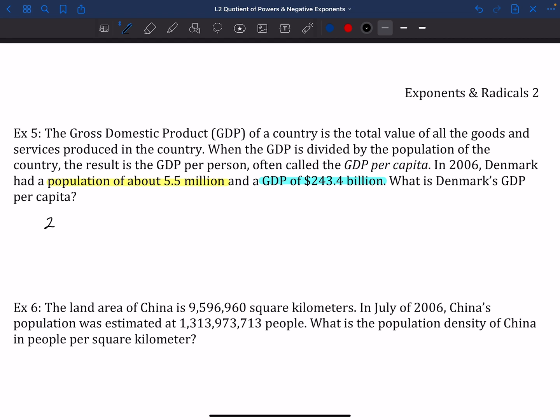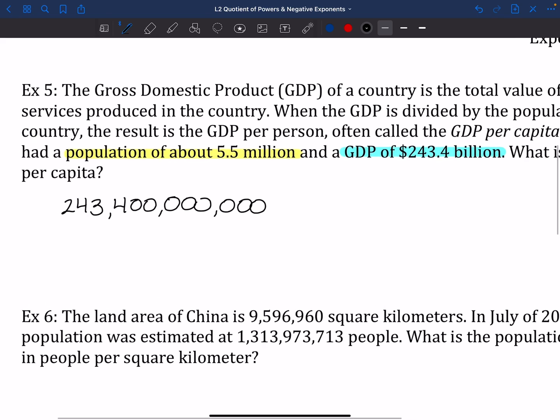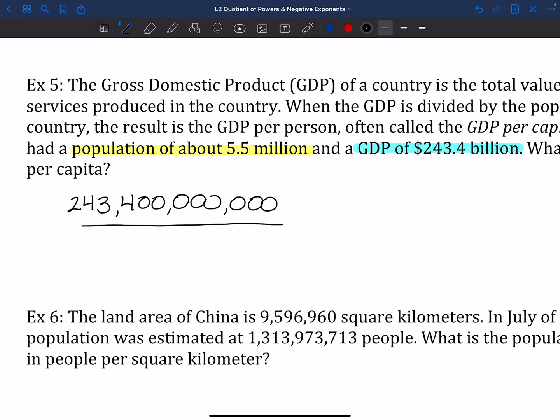So up top, we've got the GDP, 243 billion 400 million. That's a big number. We're dividing that by the population, which was 5.5 million. And I'm going to try and line my digits up. Again, your calculator probably won't let you type in 243,400,000,000. So this is where scientific notation comes in handy.